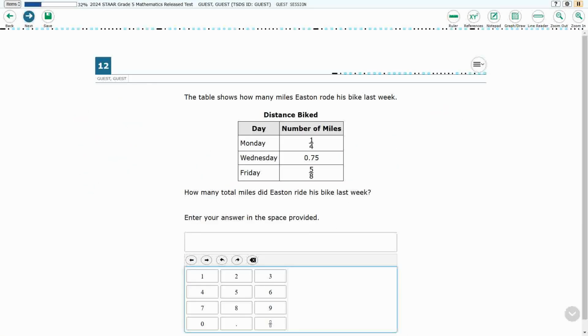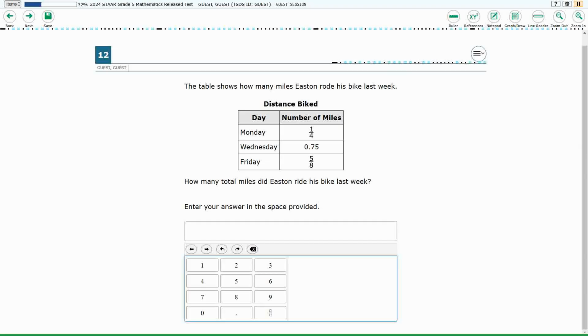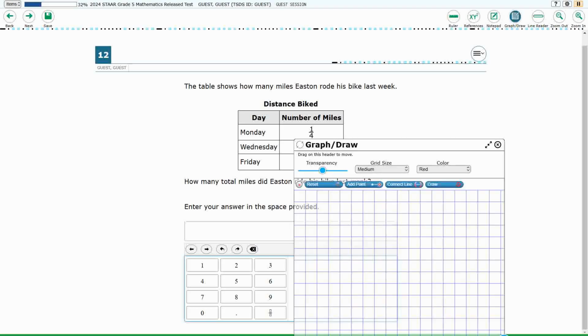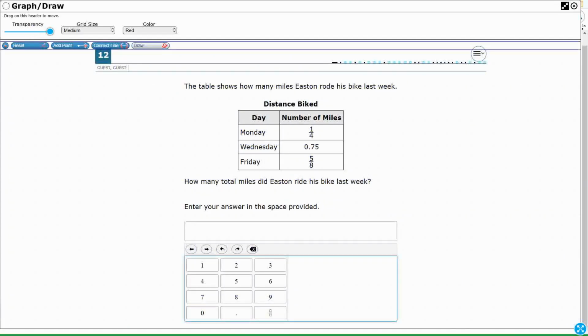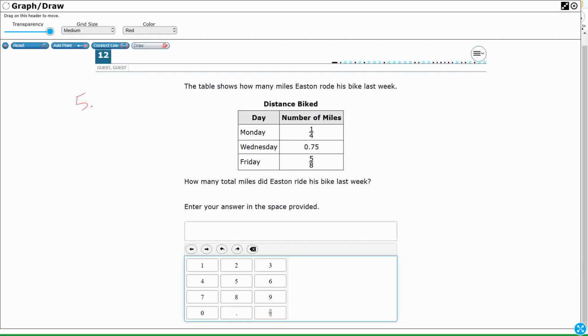Right. For number 12, you see we've got this equation editor here. And let's see what we've got. Adding and subtracting positive rational numbers. This is 5.3k. Seems pretty simple until we look at it. So we've got these miles here. 1/4, 0.75, 5/8. How many total miles?